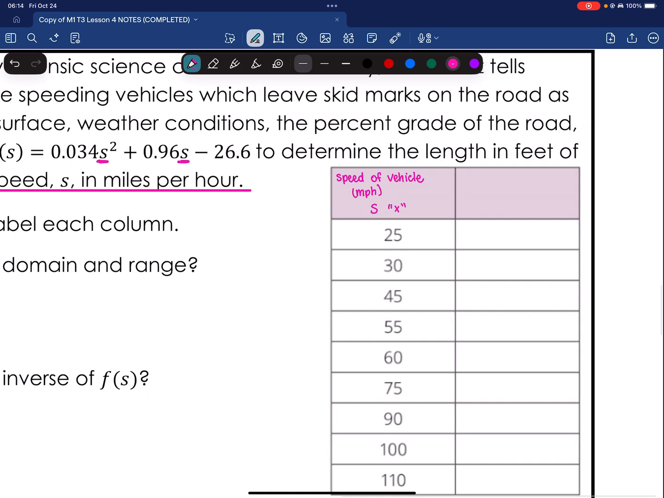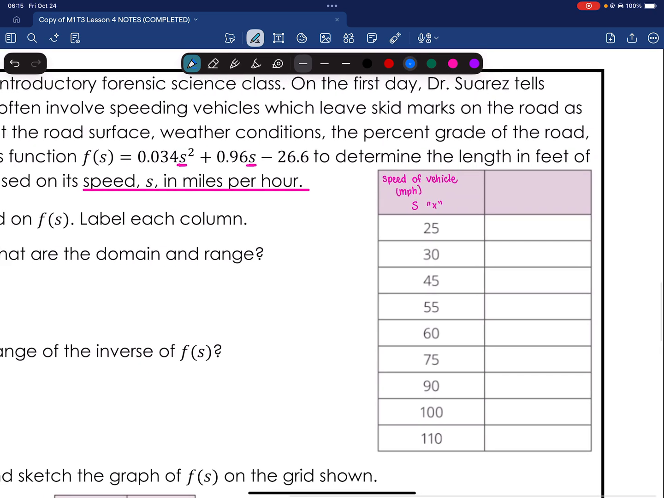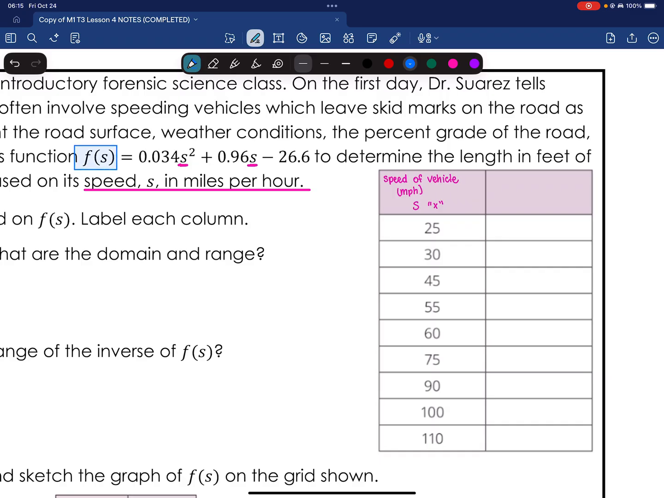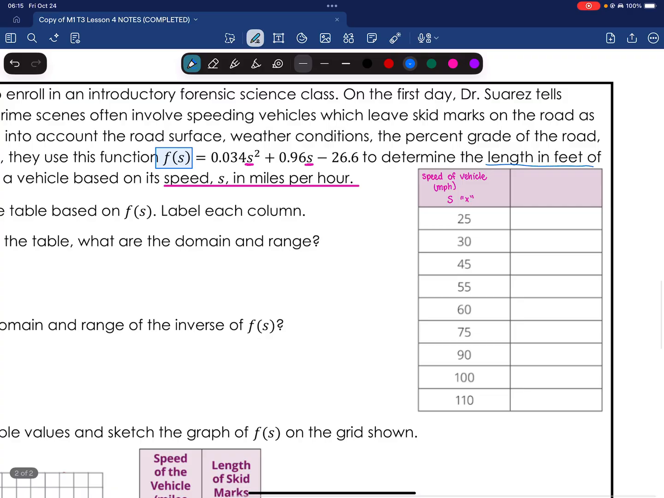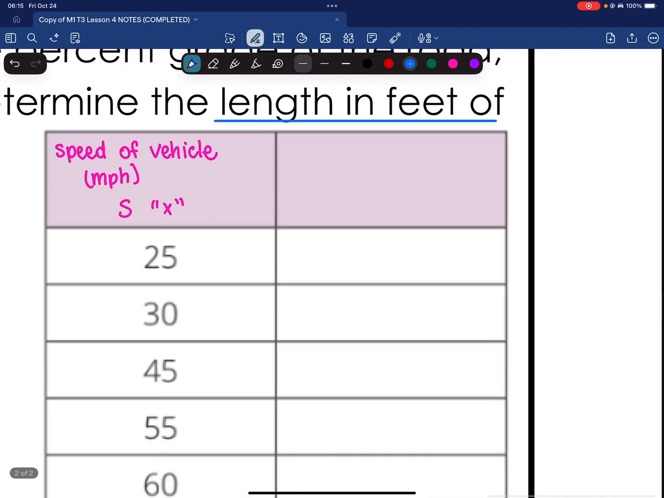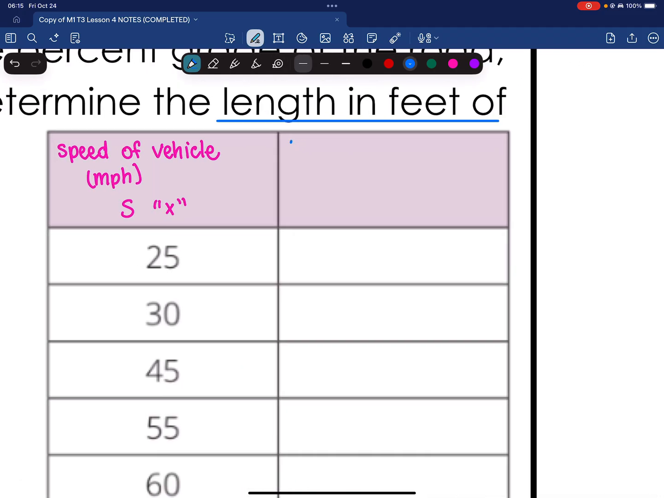Then that means the output is going to be f of x, or f of s. And f of s is used to determine the length in feet of the skid marks. So this is going to be the length of skid marks. It's going to be measured in feet. This is f of s, which we know as y.